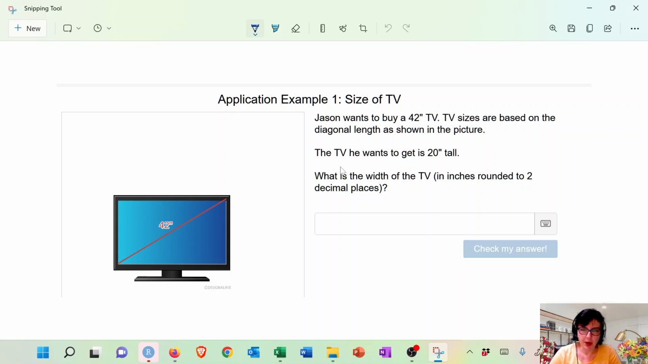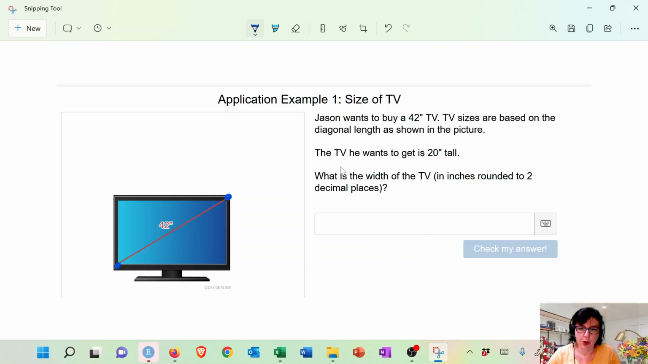Okay, so if you ever bought a TV, you might not know how they determine the size of a TV. It turns out that the size of a TV is actually determined by the size of the diagonal, so from corner to corner. So when they say it's a 42-inch TV, it's not the width, it's actually the length of the diagonal.